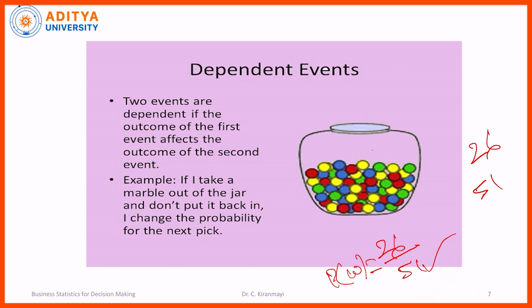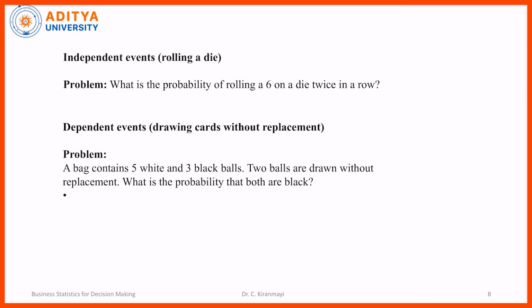So, this is how getting a white card in the second draw is impacted by the first draw. Therefore, the second event, that is getting a white card in the second draw, is dependent upon the first draw. The events are said to be dependent events. So, in such a case, we come across conditional probability.